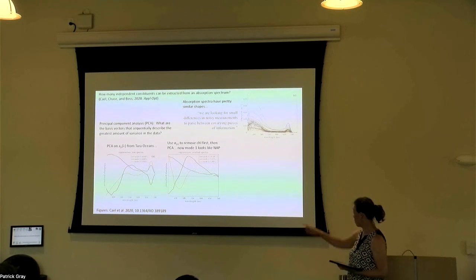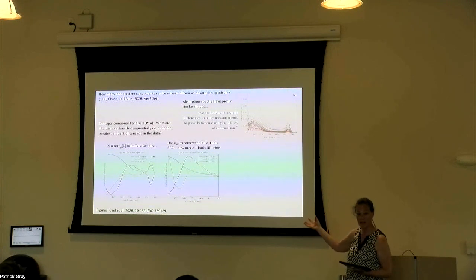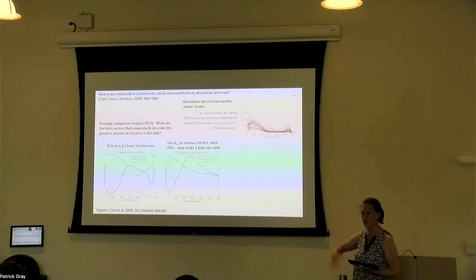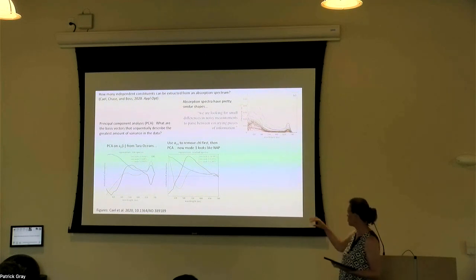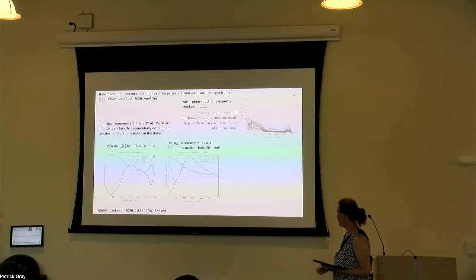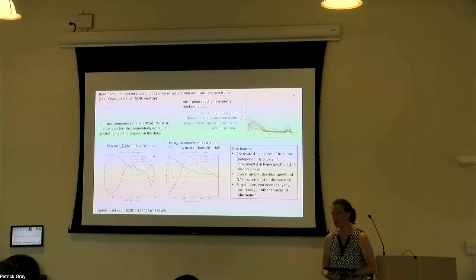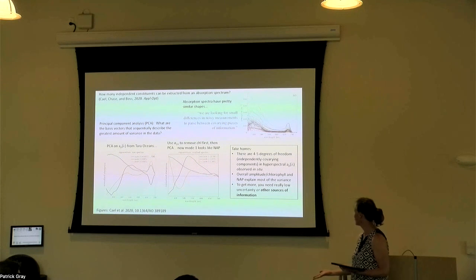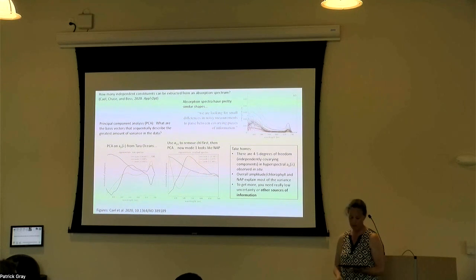So the red and the yellow lines contain a small amount of the variability, and you can fit pigment spectra to that. You can fit other things to create those modes of variability. But even when we've taken out chlorophyll, mode two is only 5%, right? So the take home from this paper was that at most, we're probably going to get 4 to 5 degrees of freedom for independently covarying components in hyperspectral absorption spectra observed in situ.